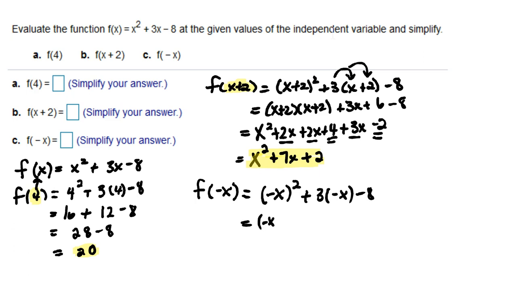Negative x squared is negative x times negative x. We have a positive times a negative, which will be a negative 3x. Carry down that minus 8. Negative times negative will be a positive, and x times x is x squared. Carry down that 3x, carry down that minus 8, and that's our answer. F of negative x is equal to x squared minus 3x minus 8.